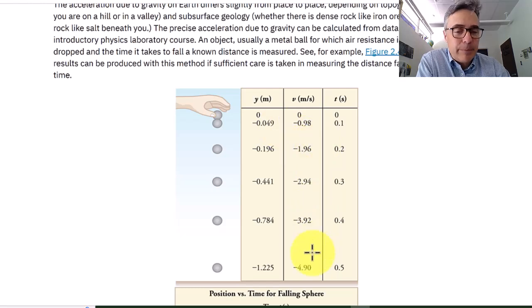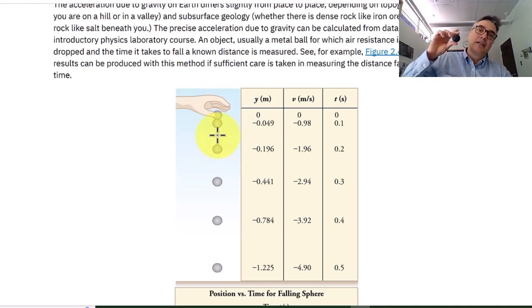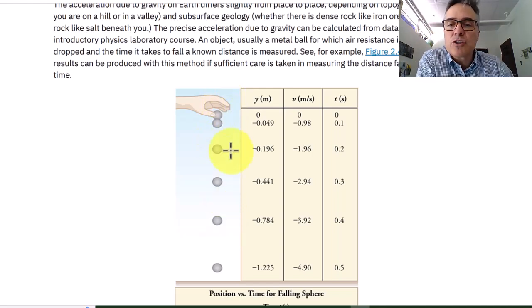So that's the speed, but the distance between these positions, if you were to take a snapshot at individual moments, that increases.